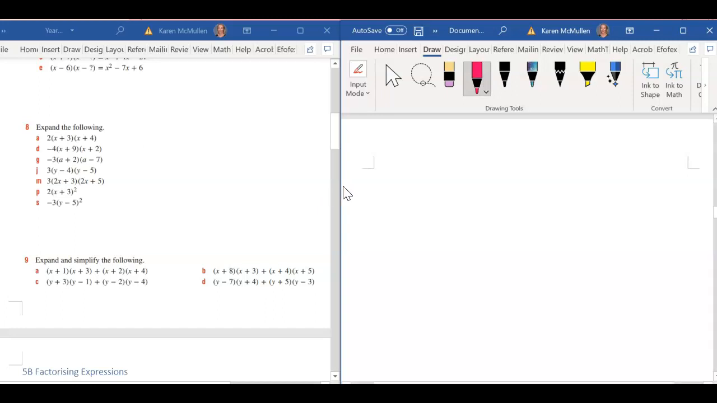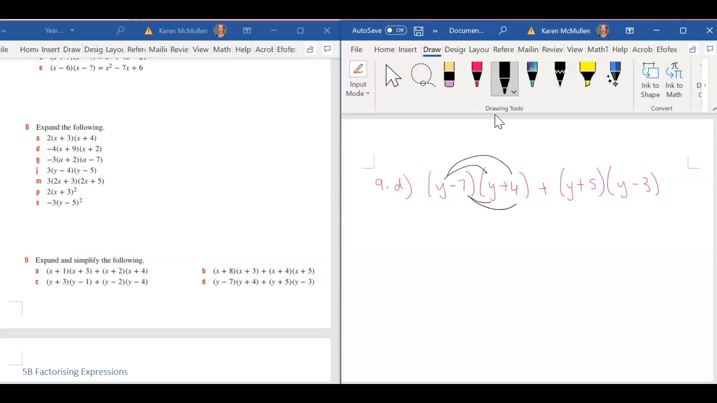So question 9, let's do D. You should be able to do. All we've got is 2 quadratics. So we're going to expand the 2 sets and then bring our like terms together. So we've got (y minus 7)(y plus 4) plus (y plus 5)(y minus 3). So you're just going to expand these separately.